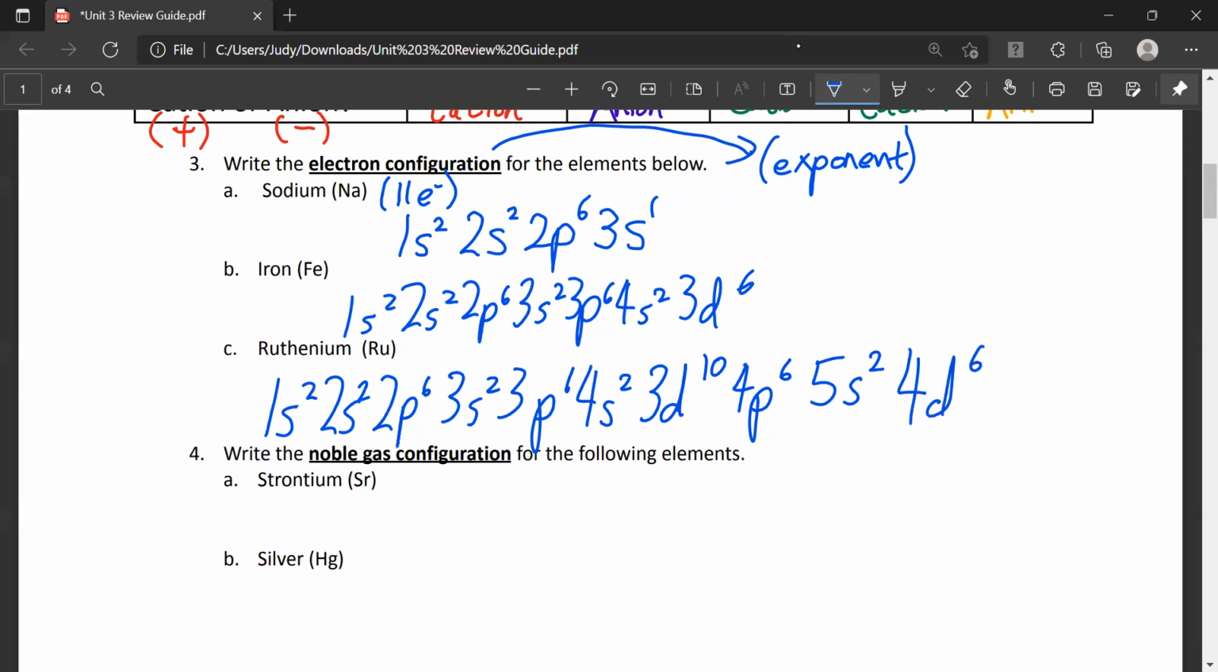And there you have it. Ru is actually below Fe. So we know we're going to end with 4d6. And all you got to do is fill it in.